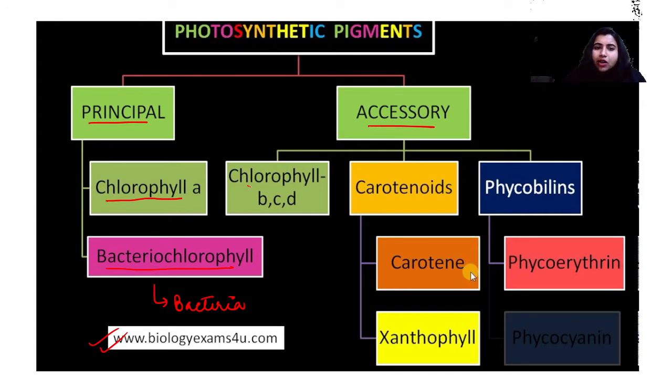Accessory pigments are chlorophyll B, C, D, carotenoids, and phycobilins, right? Carotenoids are of two types, carotene and xanthophyll. In xanthophyll, oxygen is present, and in carotene, oxygen is absent. Phycobilins are of two types, phycoerythrin and phycocyanin. Phycoerythrin is red in color, phycocyanin is brown in color, right? So that is all about your photosynthetic pigments.